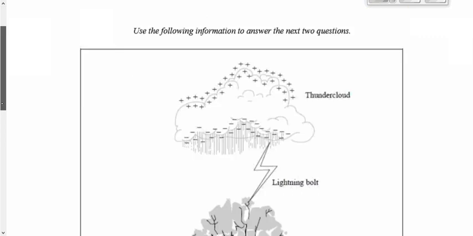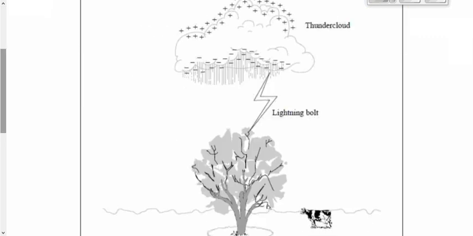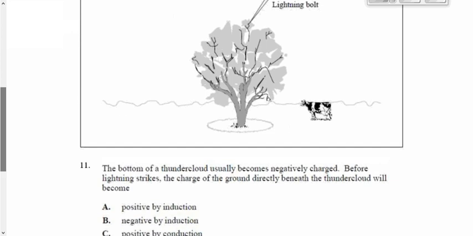11 relates to this thundercloud and lightning. You can see the thundercloud has gotten a negative charge down here, and that's the part of the thundercloud that's important, right? Because that's what's going to cause the lightning. The question number 11 says, the bottom of a thundercloud usually becomes negatively charged before the lightning strikes. Before the lightning strikes, the charge of the ground directly beneath becomes what?